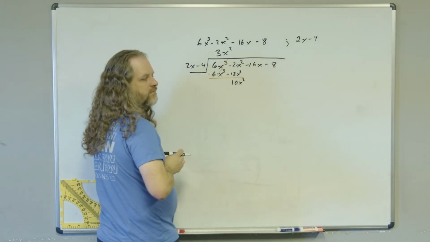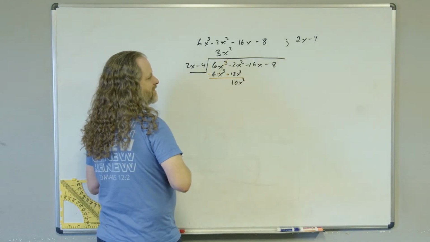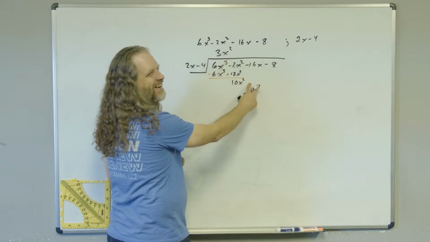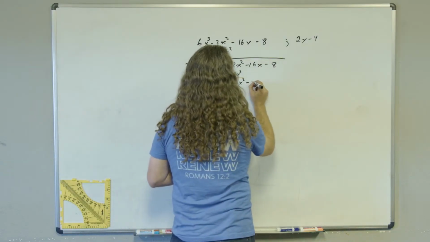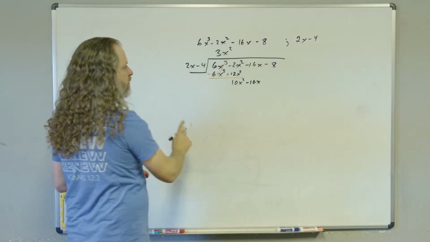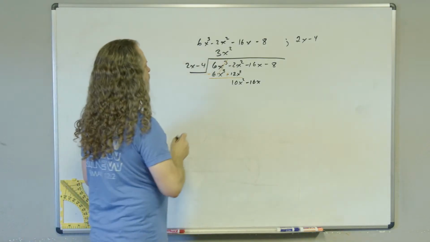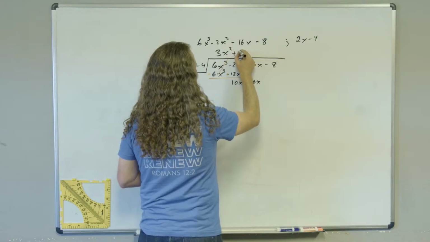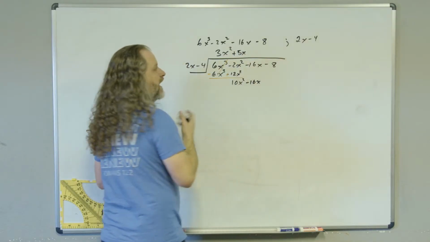What would be the next step? Then we got to bring this one down. And then we would divide 2x into 10x squared, which is what? 5x. Plus 5x. And then what would we do?